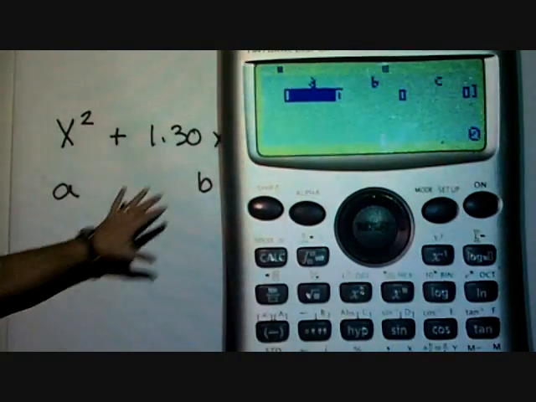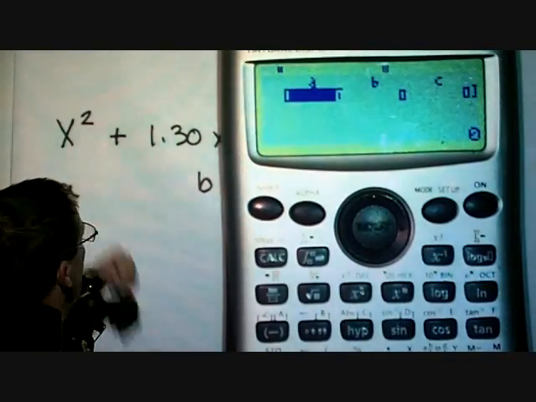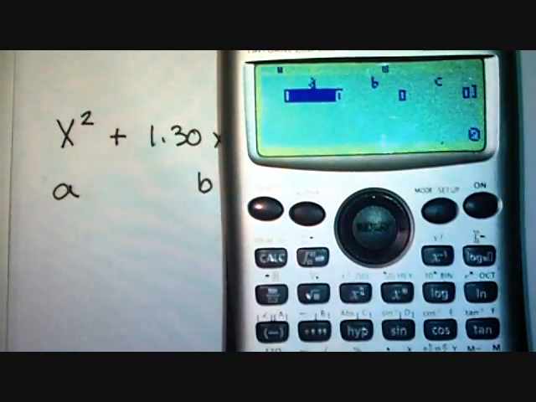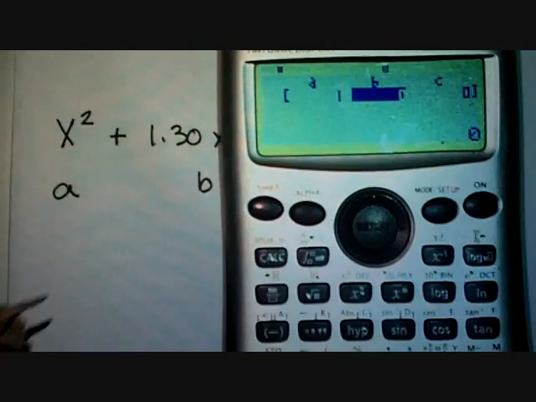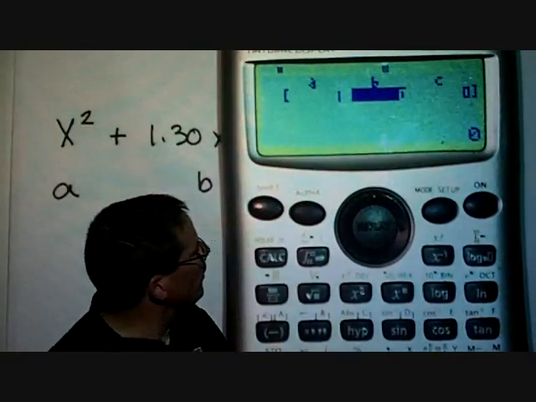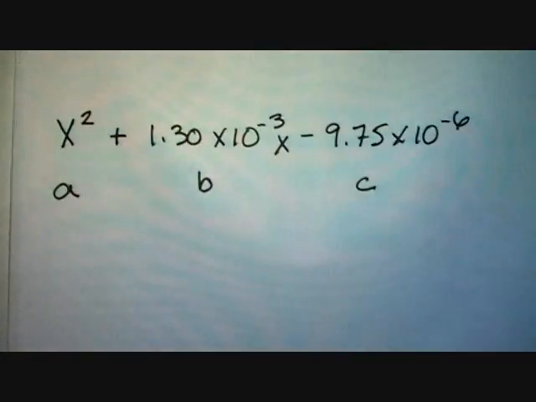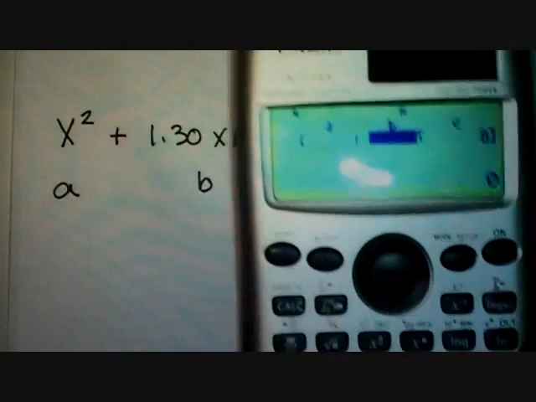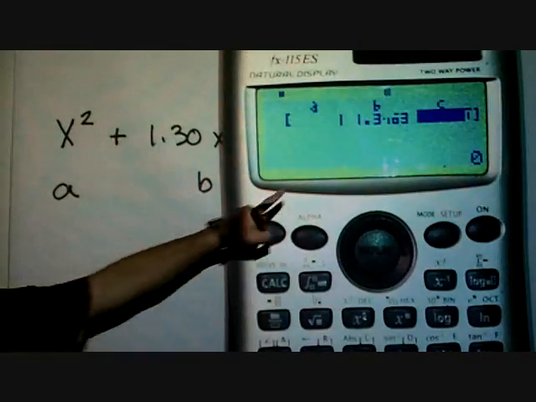Then it gives you this option. It looks kind of simplistic, but we're going to input our values here. a is the value in front of x squared, which is 1, so you type in 1 and hit equal, and it puts that value up at the top. Now we plug in the value for b, which was 1.3 times 10 to the negative 3. Type that in, hit equal again, and you'll notice that value is placed in for b.